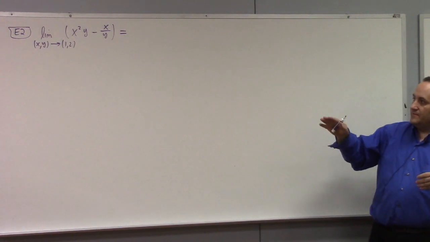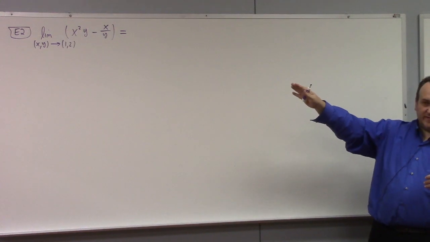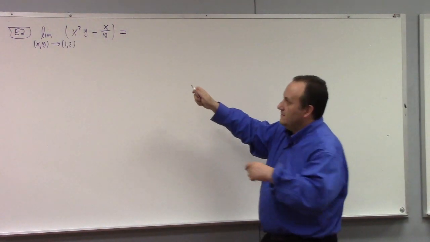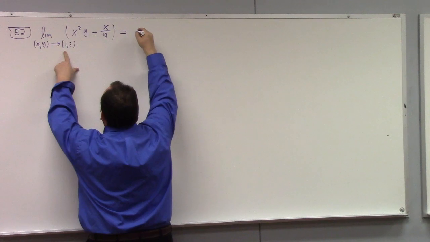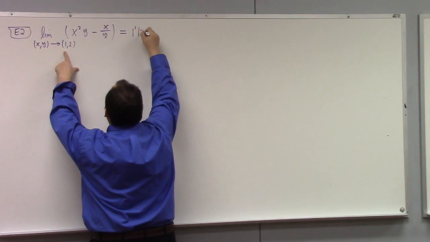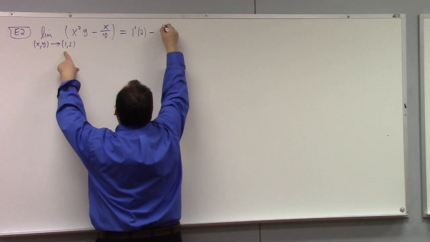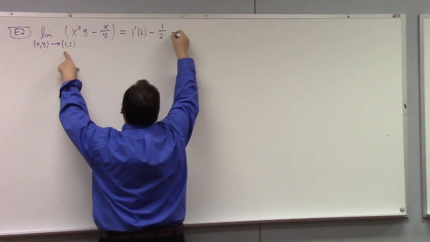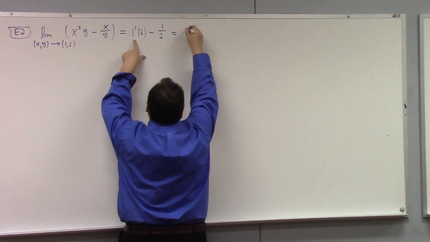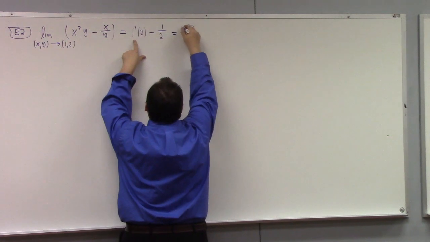How about here? What if you plug in (1, 2) into this expression? What do you get? We get 1 squared times 2 minus 1 over 2. And there you go, 2 minus a half, 3 halves, happy day.